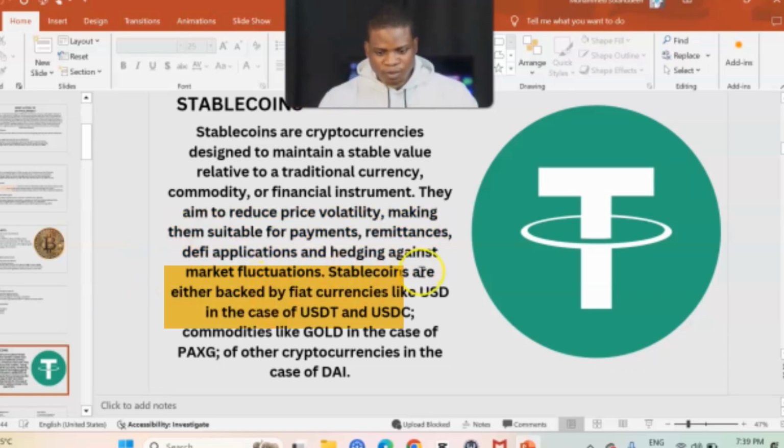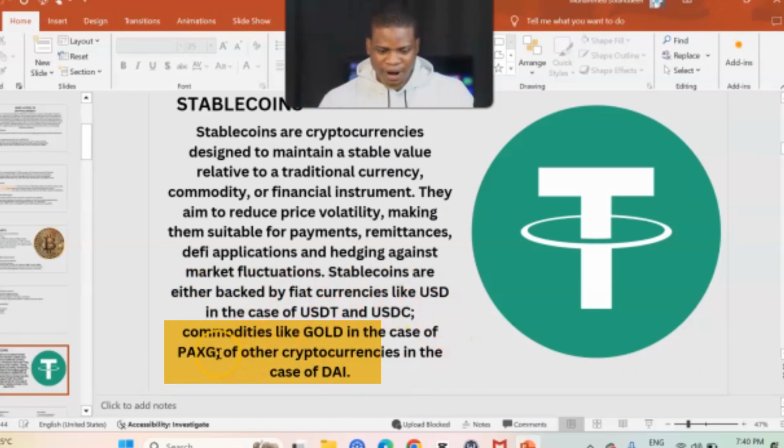Stablecoins are either backed by fiat currencies, like the US dollar in the case of USDT. You know what fiat currency is? A currency that is not cryptocurrency, like the US dollar, Nigerian naira, Ghanaian cedis, Australian dollar, Japanese yen. All these are fiat currencies. So USDT and USDC are stablecoins backed by the United States dollar.